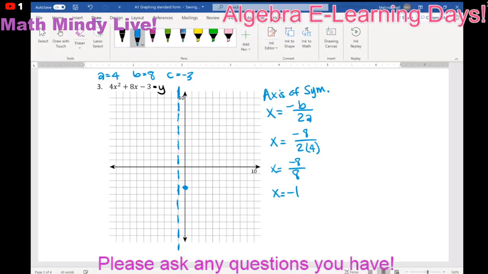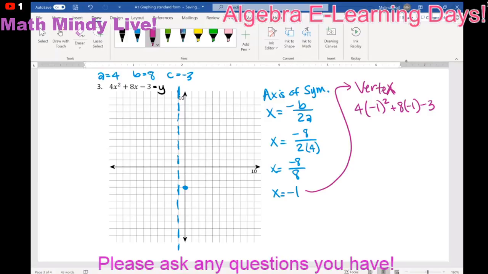And then we would take that number and plug it in so we could find our vertex. And so that would be 4 times -1 squared plus 8 times -1 minus 3. And so -1 squared is +1 times 4 would give you 4. 8 times -1 is -8, and then minus 3. And so 4 minus 8 is -4, and then minus 3, which would give you -7. And so your vertex would be at -1, -7.